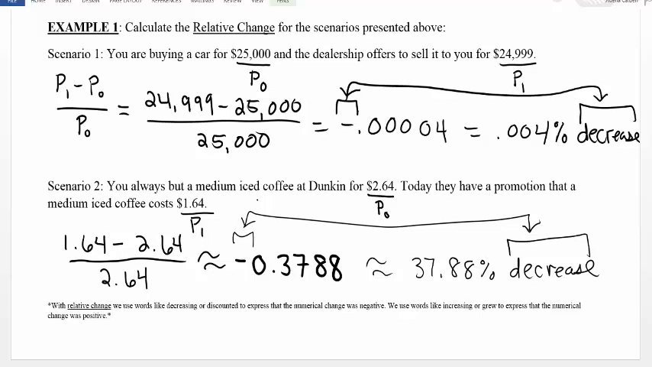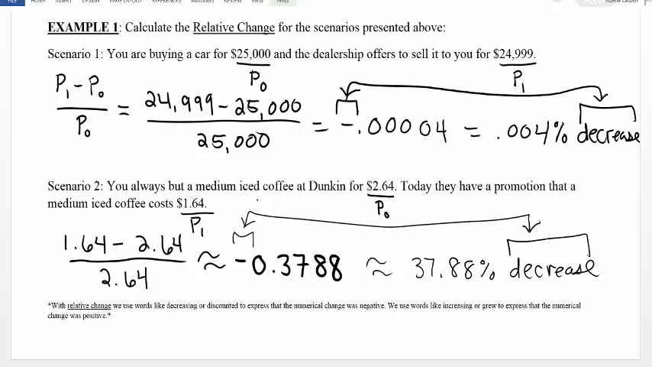So your gut reaction that in scenario 2 you got a better deal is probably right when you think about the relative change. Again, when we have a negative, we're going to use the word decrease. If we had a positive number, we would use the word increase at the end. Generally, we're going to put either increase or decrease at the end of our percentage to indicate what was happening.